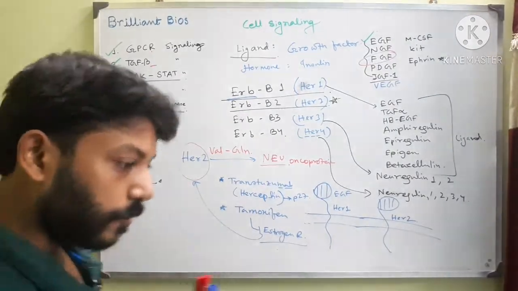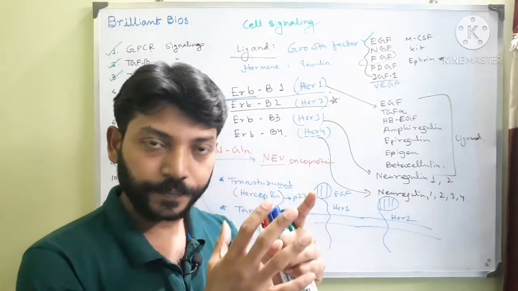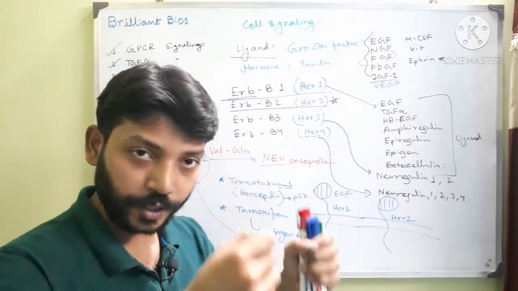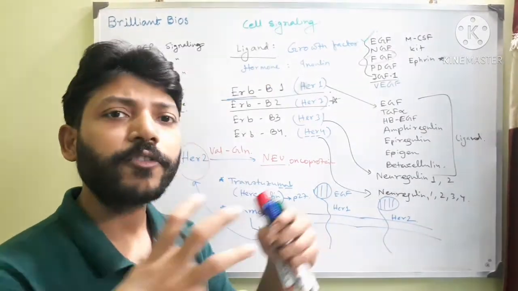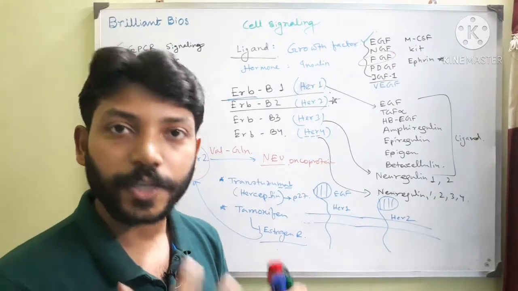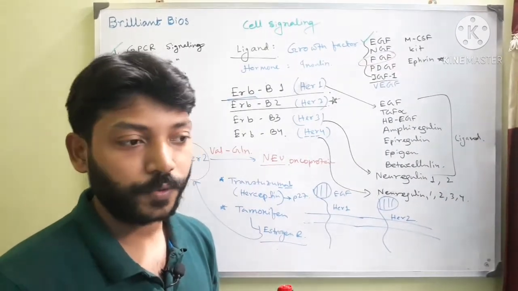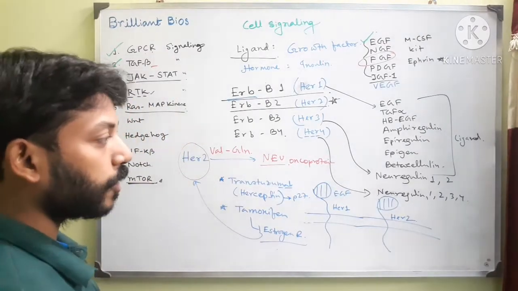When they bind with the ligand, they form dimers and autophosphorylate each other. Then they phosphorylate the C-terminal domain of the receptor, and different adaptor proteins can bind. It could be GRB2, PI3 kinase, PLC gamma, or RAS GAP. So in this way it controls the signaling pathway.